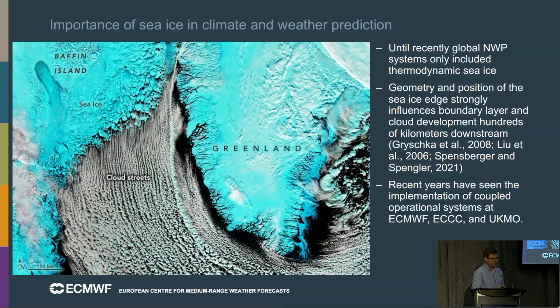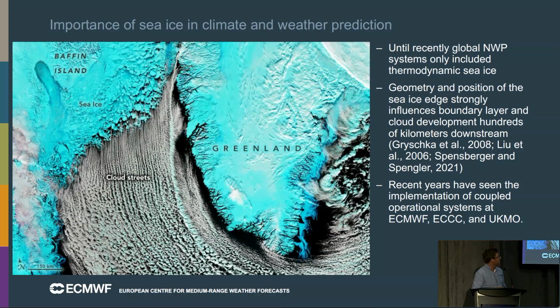But just looking at an image like this, you can see that it's very important. This is showing a cold air outbreak event across the sea ice, and you can see the formation of these really beautiful cloud streets, and the interactions at the ice edge, where the openings in the ice really correspond with where the clouds start.